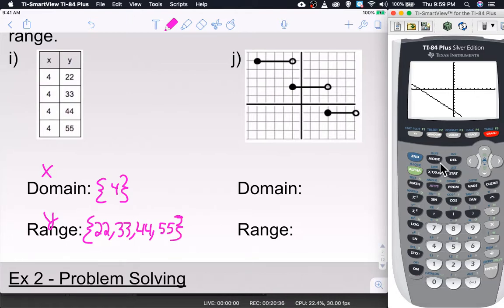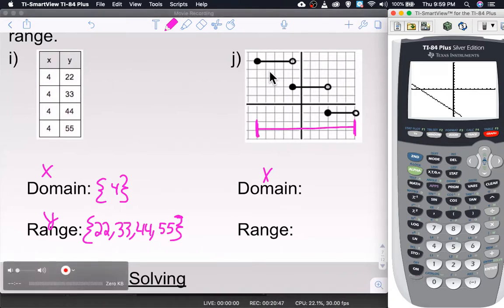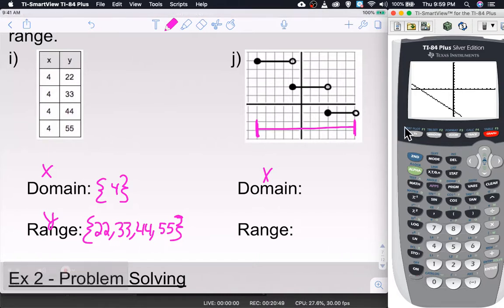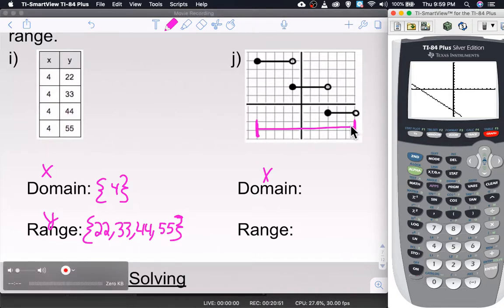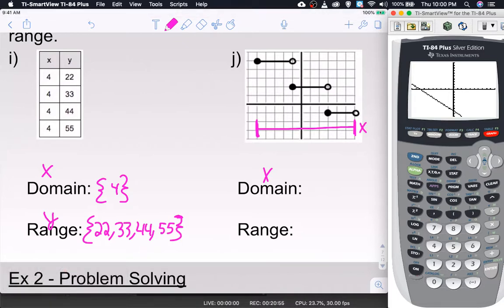All right. Letter J. My domain, my x values, exists from here the whole way to here. It doesn't exist outside of that. It does not exist bigger. It does not exist smaller. It's between there and there is my domain. It's my x values. And that is 0, 2, 4, 6, -2, -4.